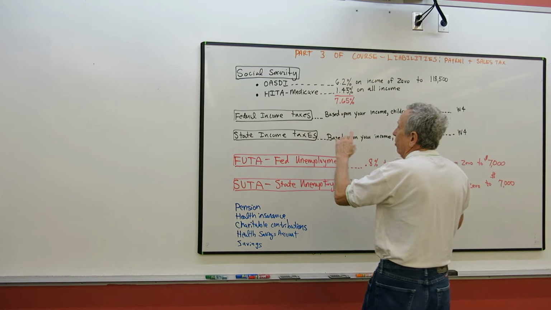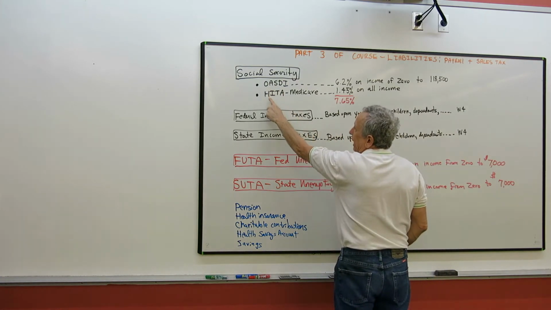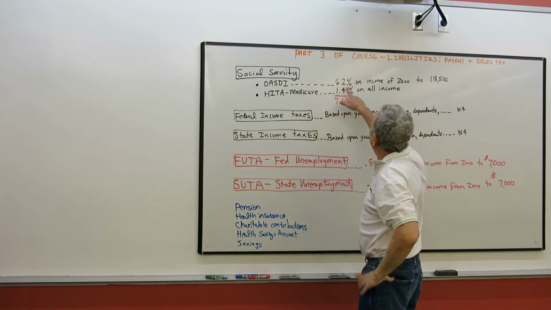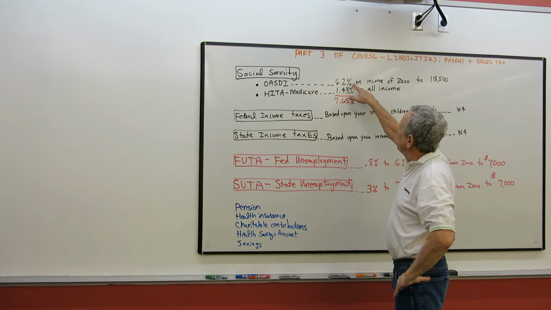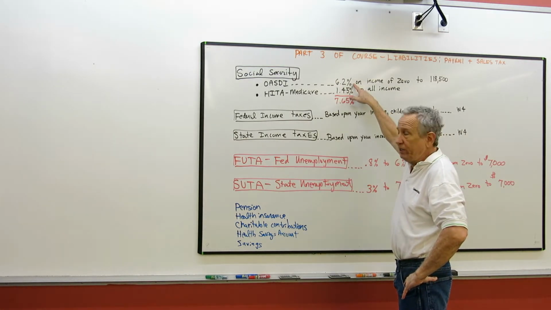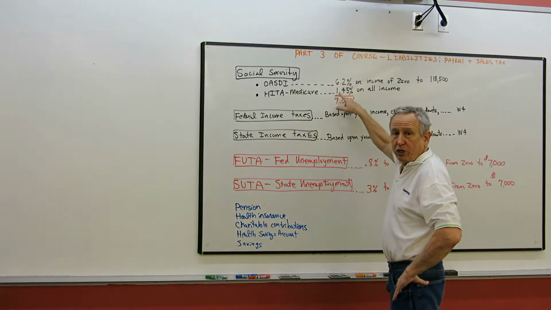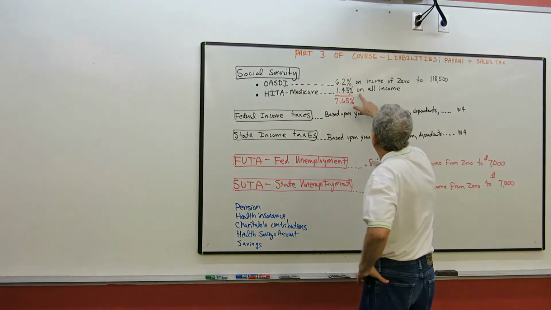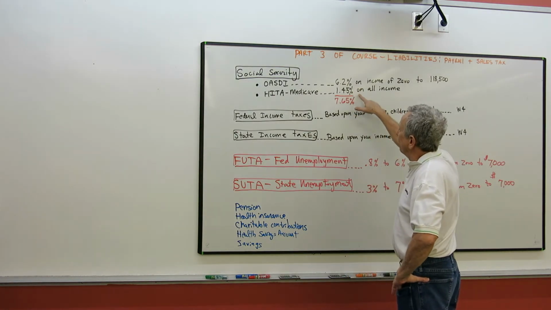Now then, later on, Congress went back and passed the HITAA Act. That's the Hospital Insurance Tax Act, and that was Medicare. Because you see, this one gives people what? Retirement money. Money that they can live and pay their bills and get groceries. But this one gives people some security from health insurance. And again, this is funded on all income, 1.45%.